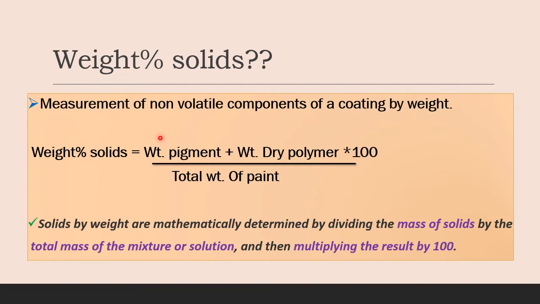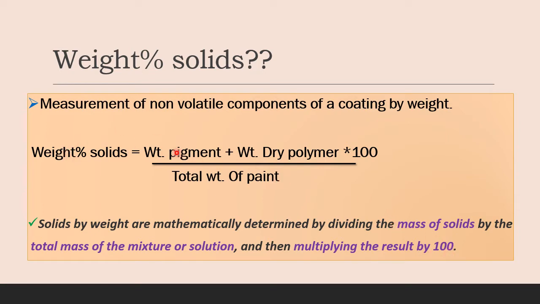This means we have to know the weight of pigments, the weight of dry polymer and the weight of the total paint, and multiply by 100. So it's solids by weight. It is mathematically determined by dividing the mass of solids by the total mass of the mixture or solution and then multiplying the result by 100. So this is the formula.